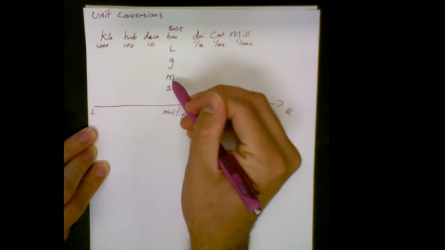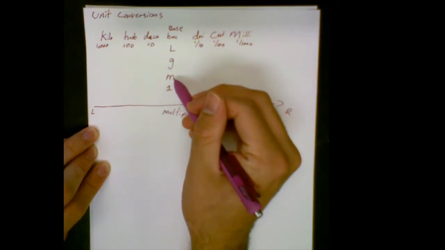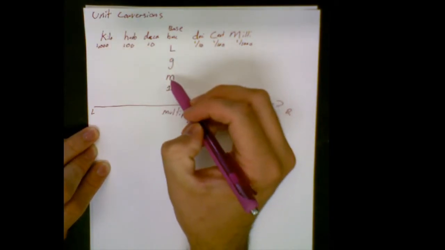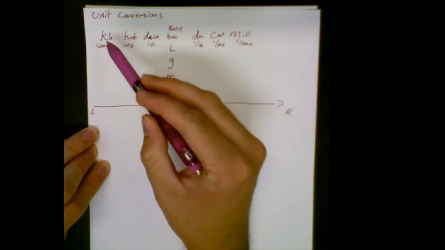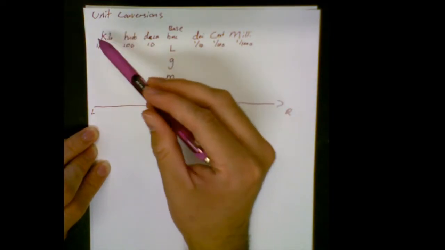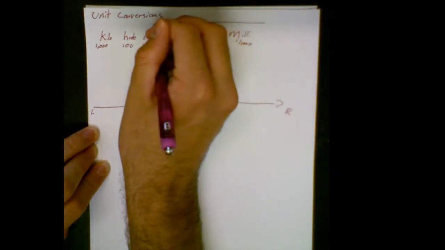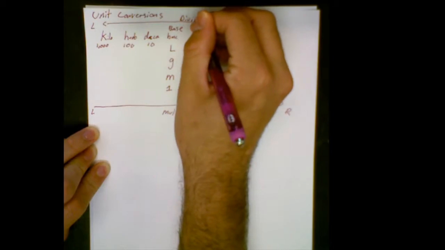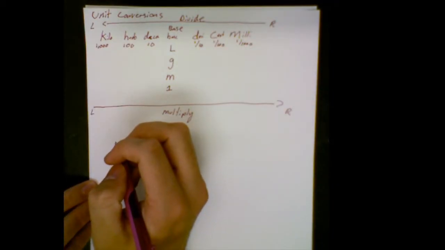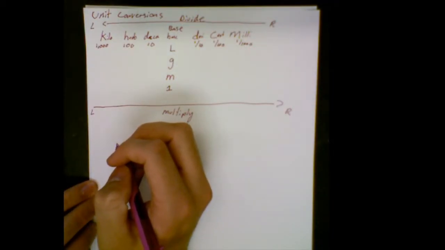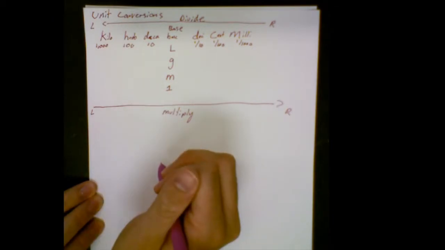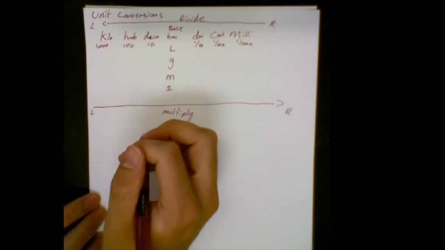Let's say you have 1,000 meters. How many kilometers is that? You take however many meters it is and you divide it by 1,000, and that tells you how many kilometers. So when you go from right to left, you're going to divide. We're going to do several specific examples together, and then you're going to break apart and do a couple on your own, and then we'll come back and do a few more.